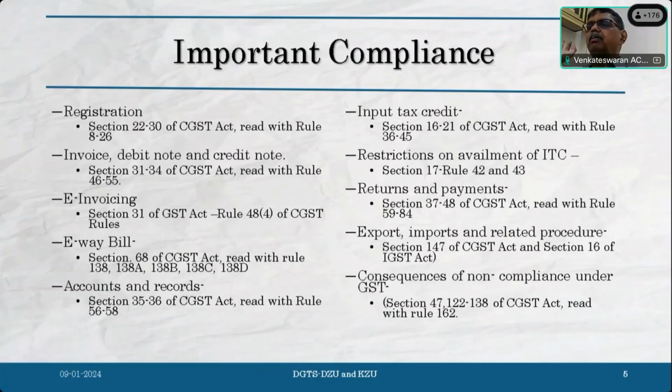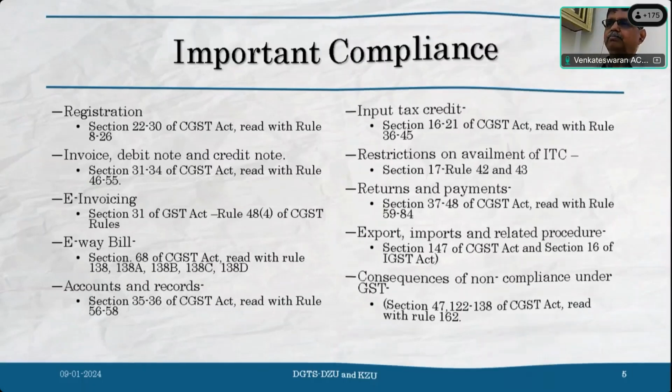Then the consequences of non-compliance: sections 47, 122 and 128. These are nothing but your penal provisions, wherever required. And there is one more provision, litigation, which comes under sections 73 and 74. When you are not complying with the provisions, there is a loss of revenue or escape of assessment from the payment of GST. So these are the important compliances required.